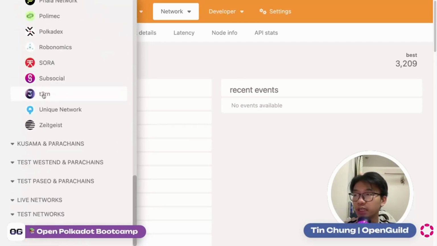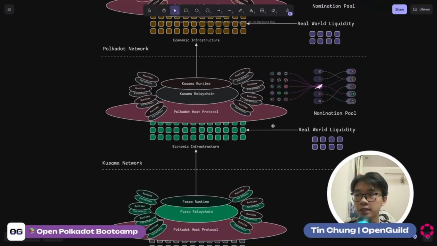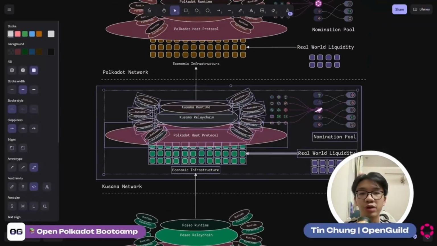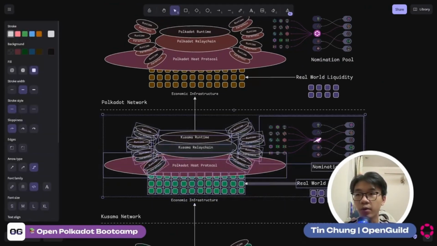There are a lot of blockchains that consider just deploying on Kusama instead of deploying on Polkadot, because Kusama is actually also a real network. So when you deploy on Kusama, you can also consider not deploying on Polkadot.